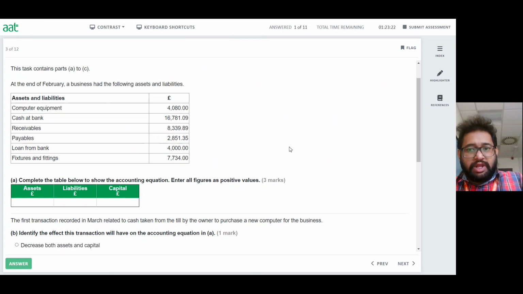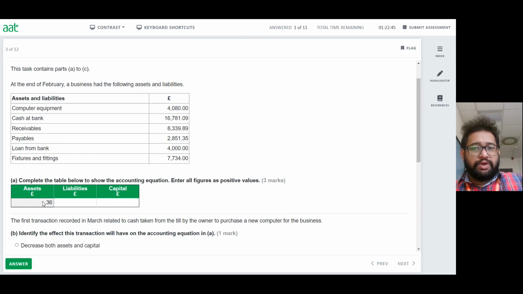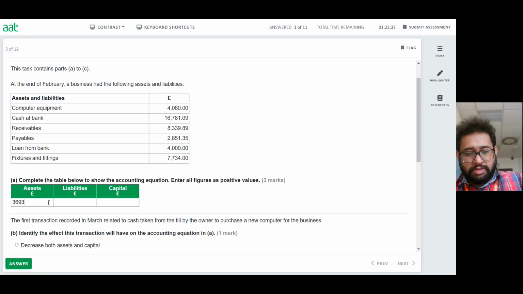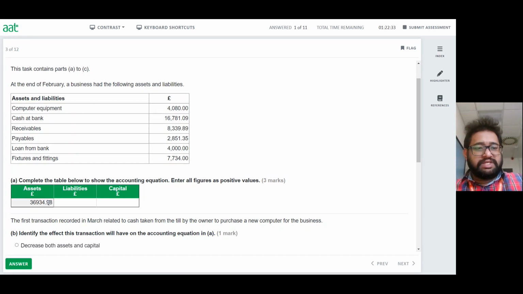So computer equipment 4,080 plus 16,781.19 for your cash at bank. And we're going to add to that the receivables account, which is 8,339 pounds 89 pence. And we also have one more asset, which is the fixtures and fittings, 7,734 pounds. And that gives me a total value of assets of 36,934.98. Okay, so I got the assets.